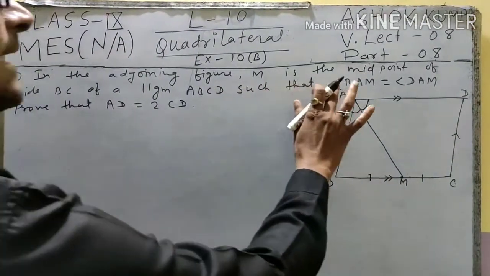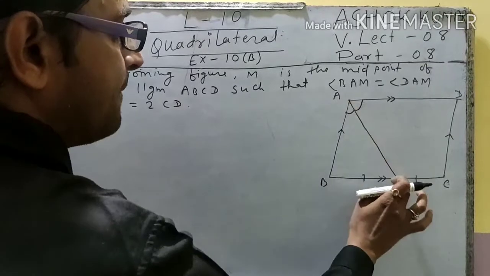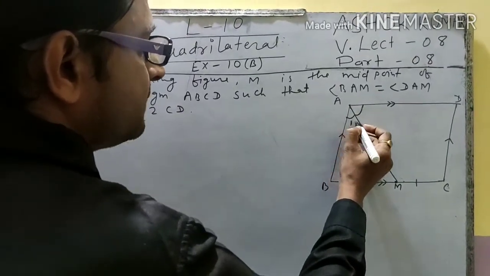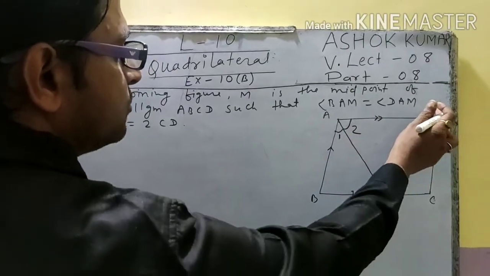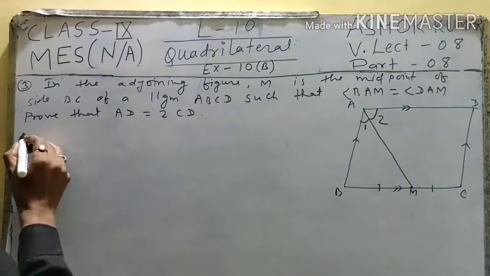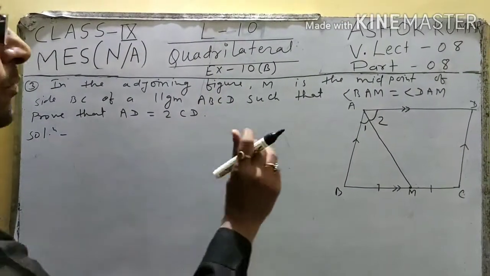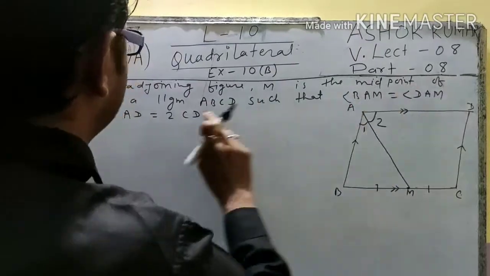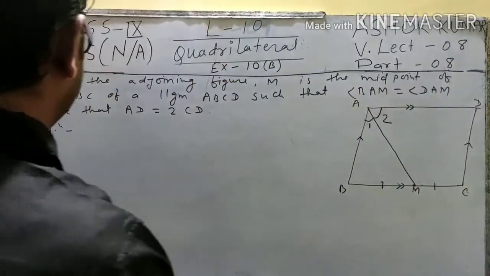Such that angle BAM, suppose angle 1, is equal to angle DAM, angle 2. That means angle 1 is equal to angle 2. This information is given here. And prove that AD is equal to 2 times of CD.